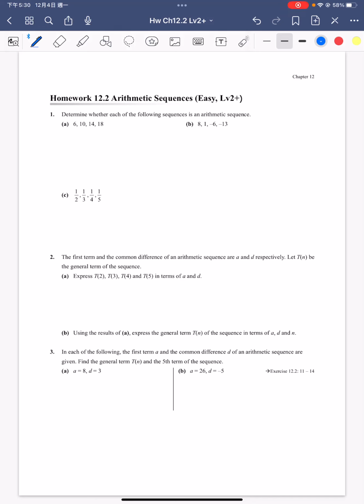Hello guys, in this video we're going to talk about the homework chapter 12.2, the easy one. So for the first question, we need to determine whether each of the following sequences is an arithmetic sequence.